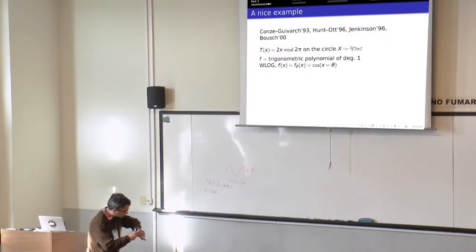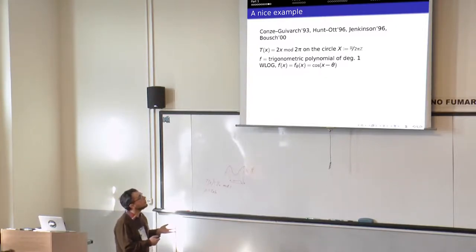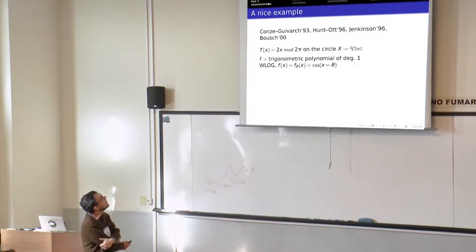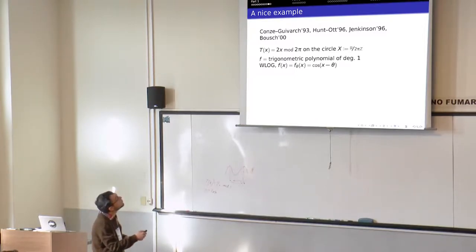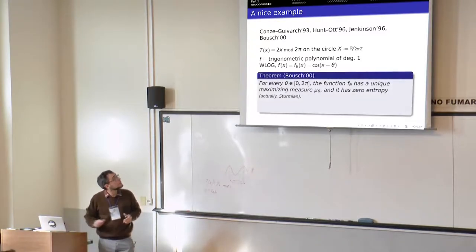Okay, and to make things more concrete, let's look at this nice example that was discovered several times. In some sense, it's the simplest example you can think of. The dynamics is the doubling map. Here it is convenient to take 2x mod 2 pi. And then my functions will be trigonometric polynomials of degree 1, so linear combinations of constant, sine, and cosine. Of course, the constant doesn't contribute too much to the complexity, so essentially you can work with this one-dimensional family of functions, just the cosine composed with a translation, and then what happens?